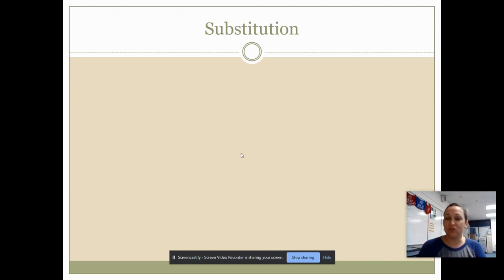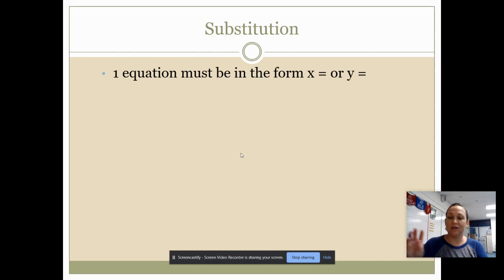To do the substitution method, one of your two equations must be in the format of either x equals a bunch of stuff or y equals a bunch of stuff. So essentially, one of your variables must be alone. For the other equation, it really doesn't matter what it looks like as long as one of the two equations is in this format. For today, we are going to have one of the equations already set up and ready for substitution. Here is our first example.